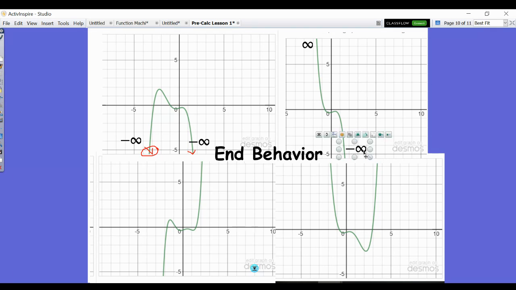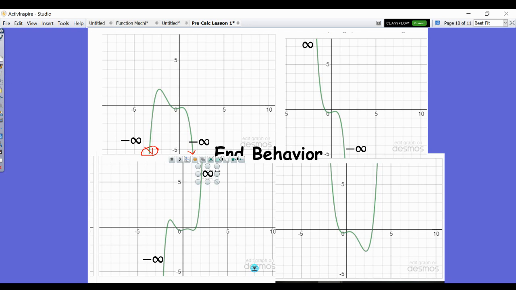Same thing reiterates in example number 3. On the left-hand side, it would be headed down, so therefore negative infinity. On the right-hand side, it's pointing up. Because those two things are different, we would call that an odd polynomial.